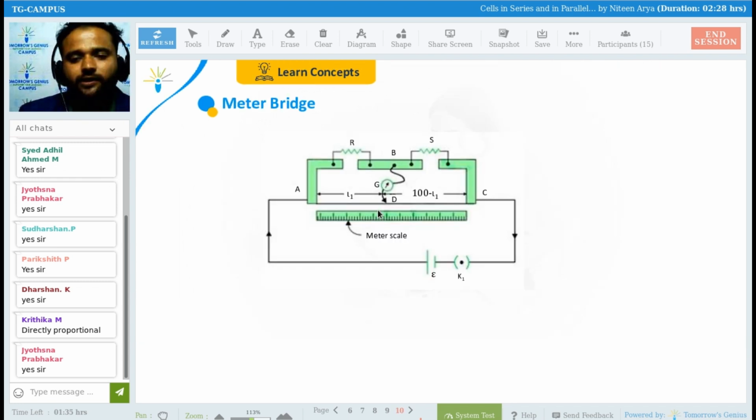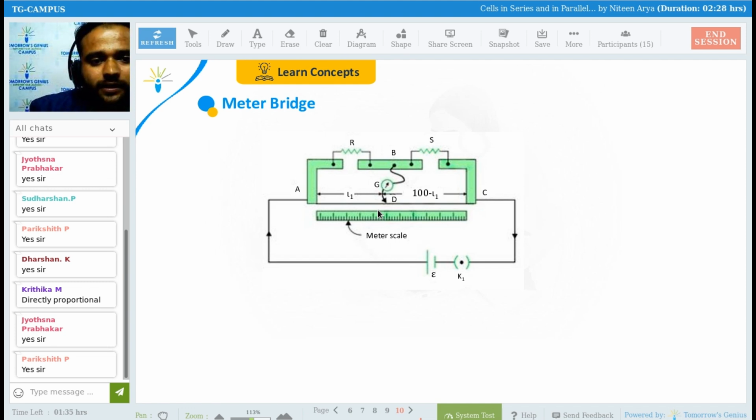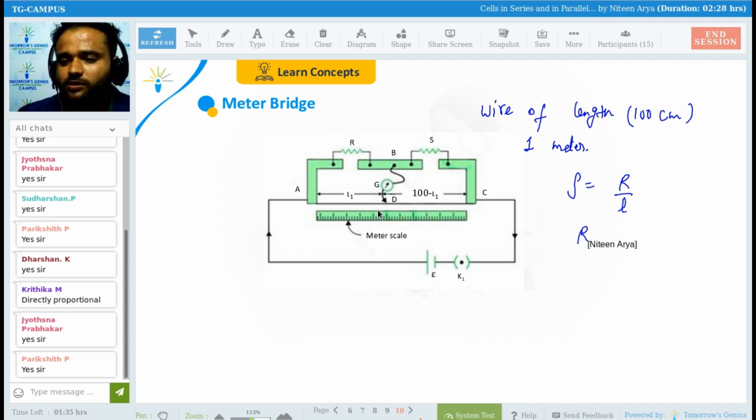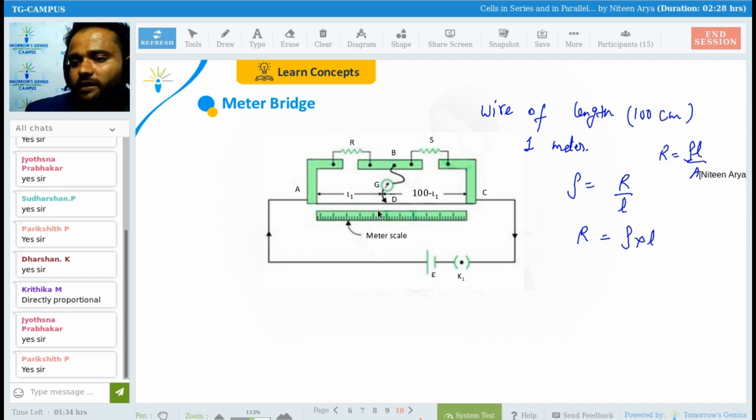Okay, so let's do this quickly. This is your meter bridge. Nothing is going to change. See, in the Wheatstone bridge we have P, Q, R, S. Suppose this is a wire of length 100 centimeter, that is, 1 meter. Obviously we understand resistivity is resistance per unit length. To find the resistance, it is resistivity into length, or resistance is rho L by A. Suppose this is a wire of unit area.